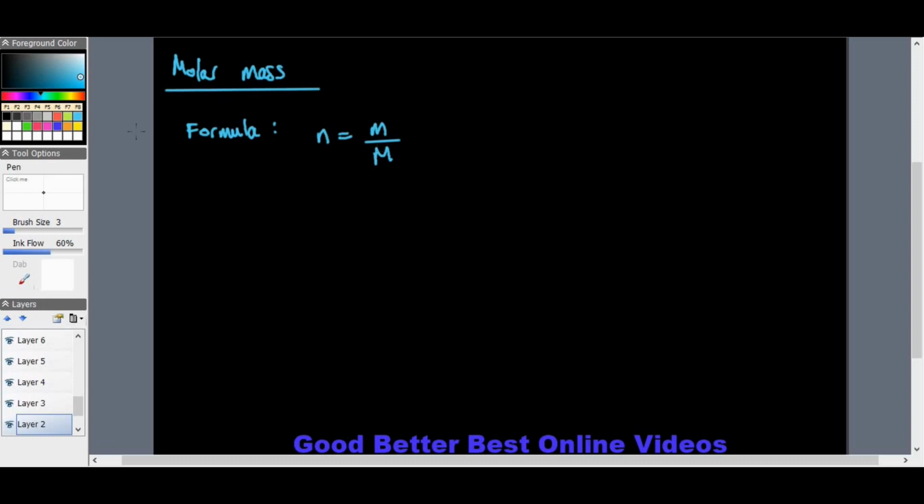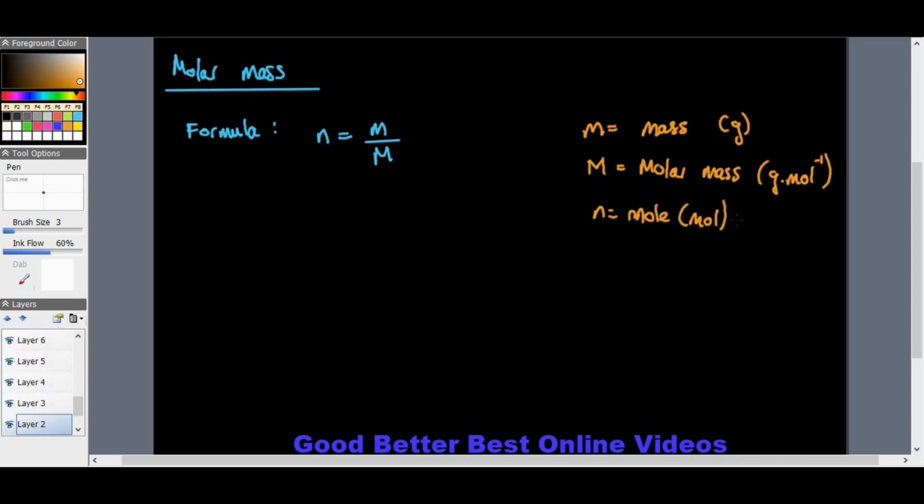Let me do a quick legend. Small m here is the mass of the substance, measured in grams. The capital M here is the molar mass of the substance, found on the periodic table, and it is measured in grams per mole. And n is the mole, measured in mol. That seems quite basic enough.